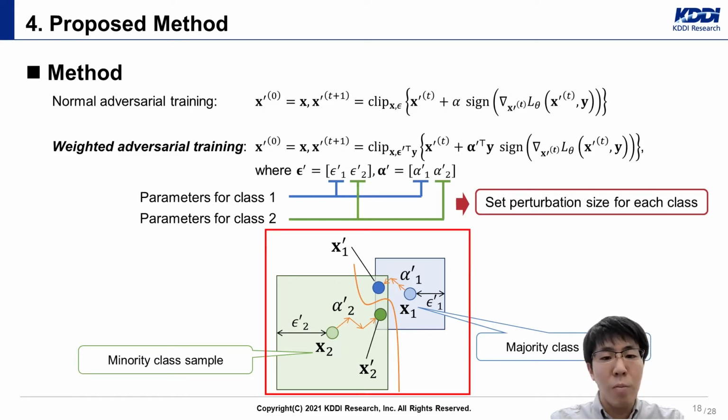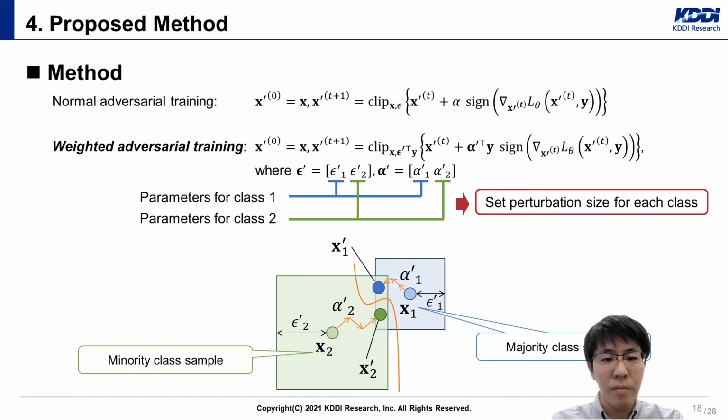The distribution of the perturbation is illustrated as the blue and green shaded areas in this figure. Based on the PGD-based adversarial example generation and training, the adversarial examples are generated as x1 and x2. As a result, the decision boundary can be described as the orange curve in the figure. Since the classification area for the minority class is expanded, the classification performance of the minority class is expected to be improved by the proposed method.